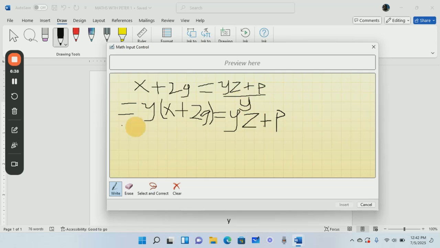So now let's continue. This is equal to yz plus p, and we have to multiply the y by the bracket here.